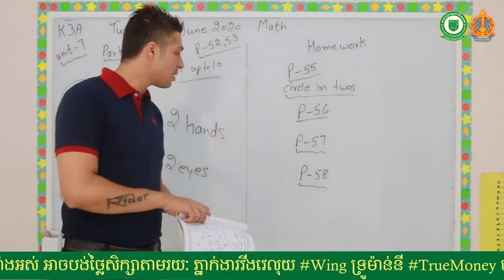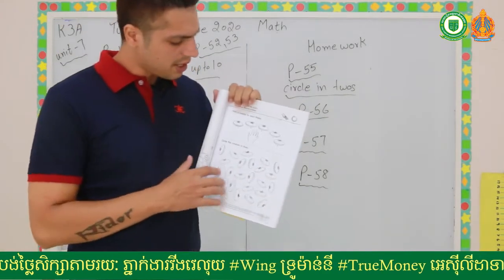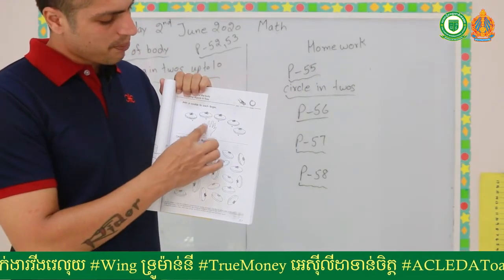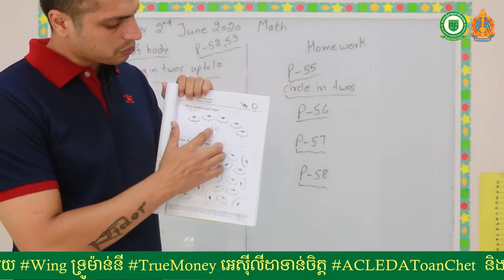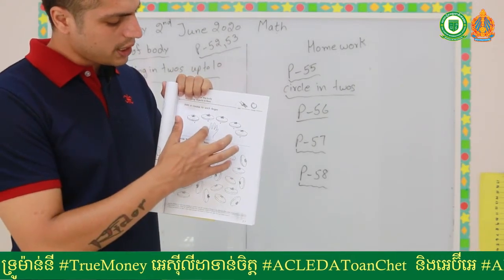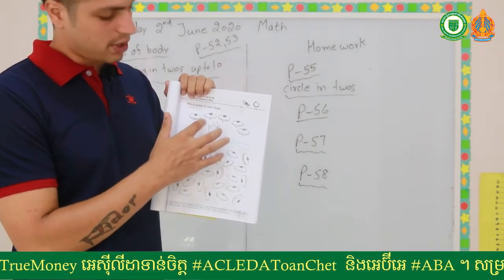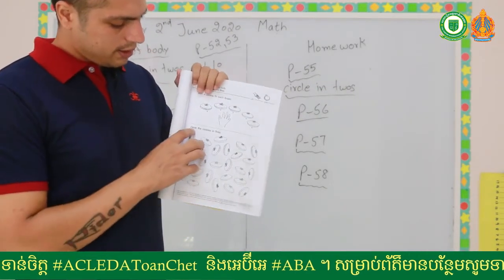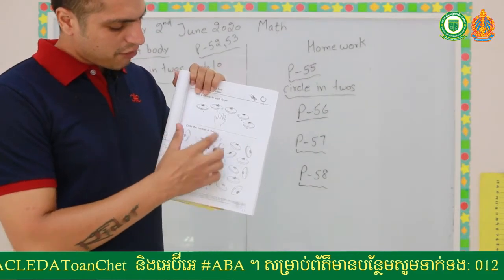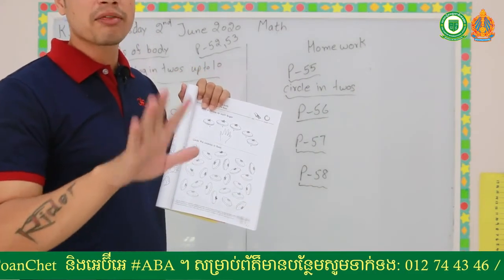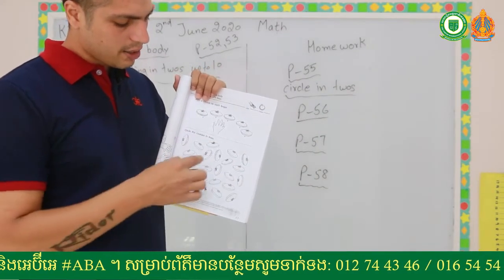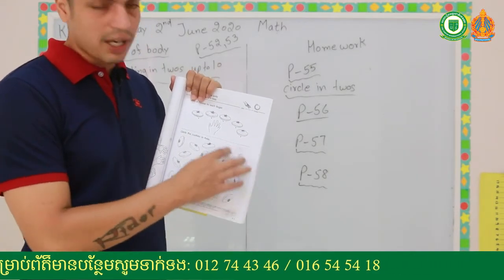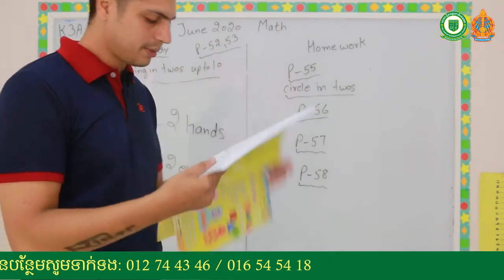Next homework, page number 57. Join a cookie to each finger. So you have 5 cookies, 5 fingers. So join a cookie to each finger. Join with the line, draw a line to join. Now circle the cookies in 5s. So now grouping in 5s. So 5 cookies, 1 group. Okay. It means circle 5 cookies in 1 group.